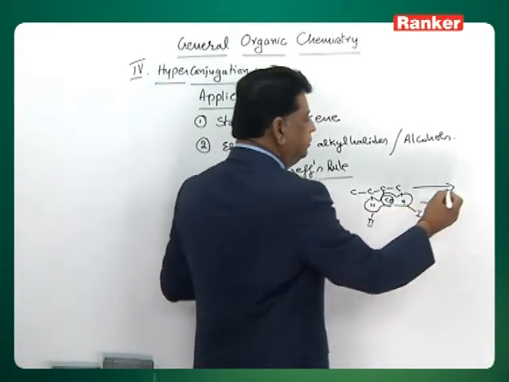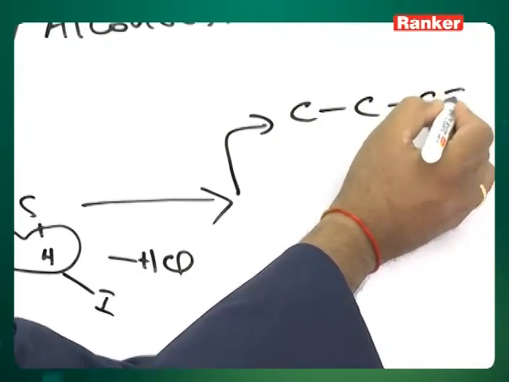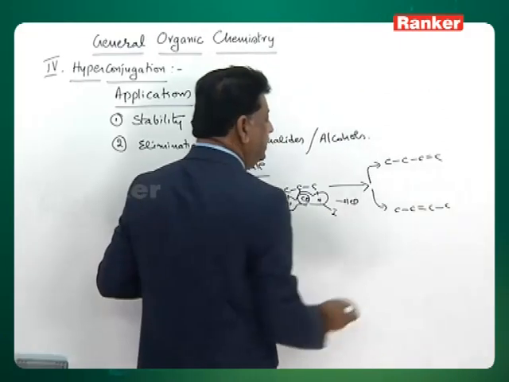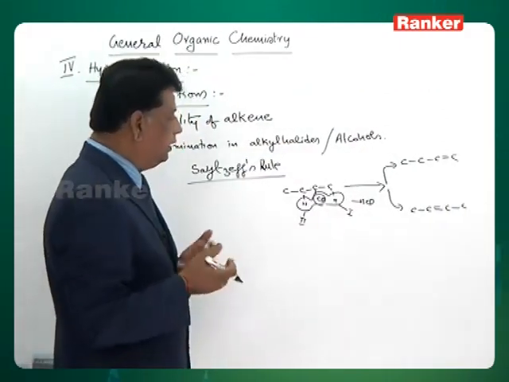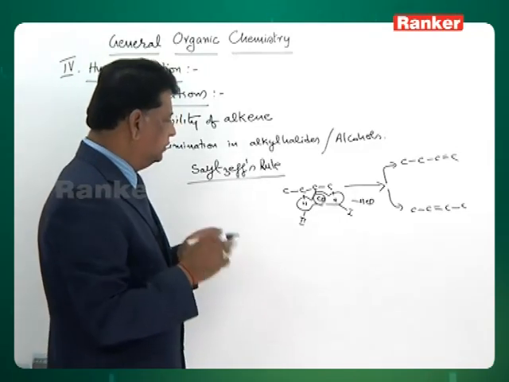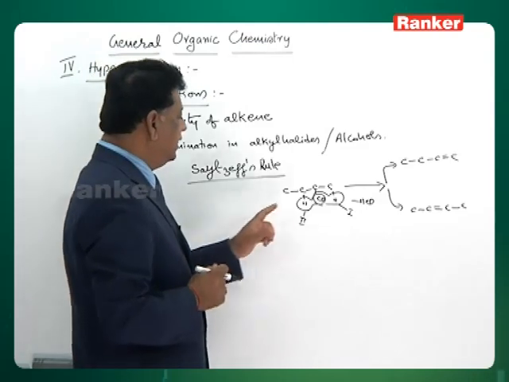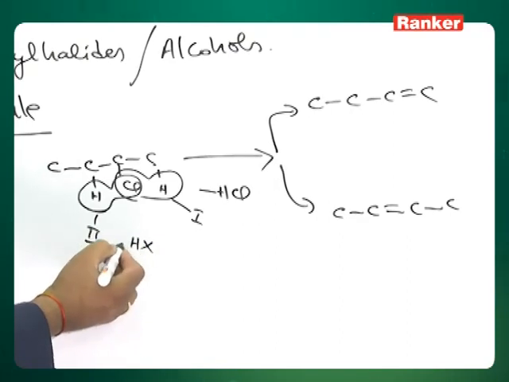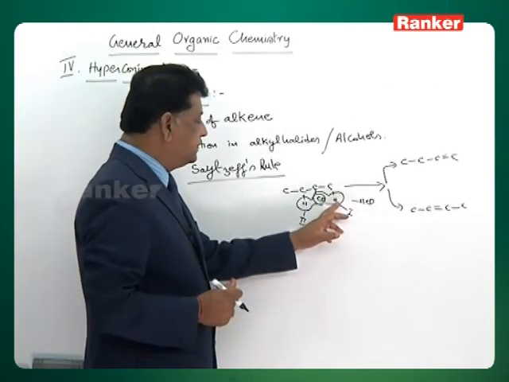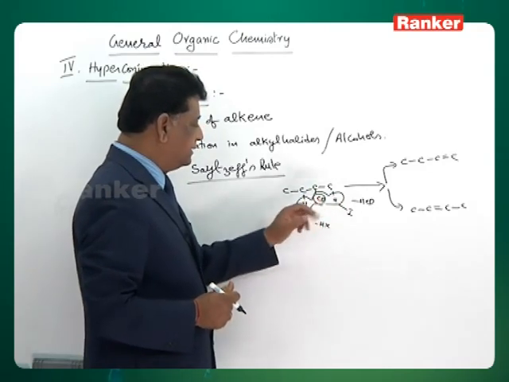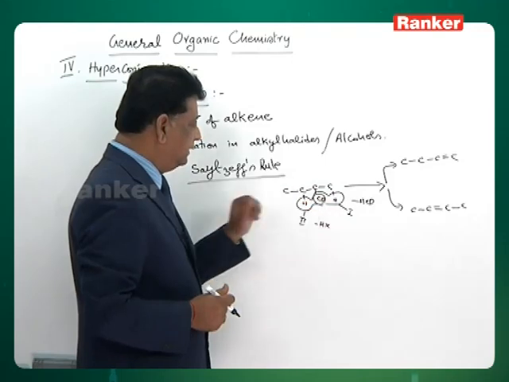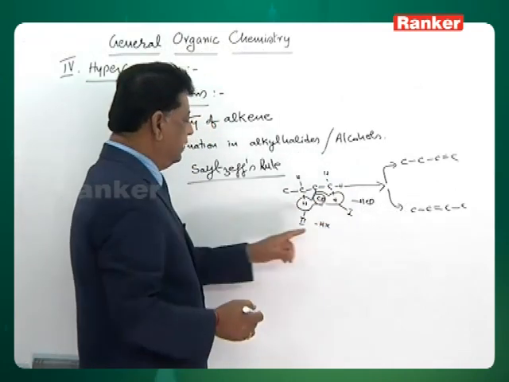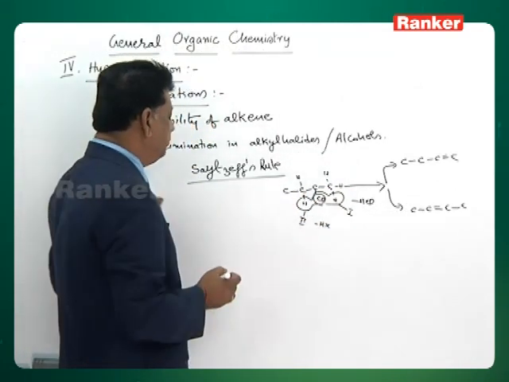If that side elimination takes place, you are going to get 1-butene. If this side elimination takes place, you are going to get 2-butene. Now the question is, which of these two will you get as the major product, or will you get them in equal ratio? That is the question. Now the rule says that whenever HX is eliminated, where X is the outgoing halogen, H comes from the beta carbon of X, beta carbon meaning the next carbon, either that side or this side, where the number of hydrogens is less. Here 2 hydrogens, here 3.